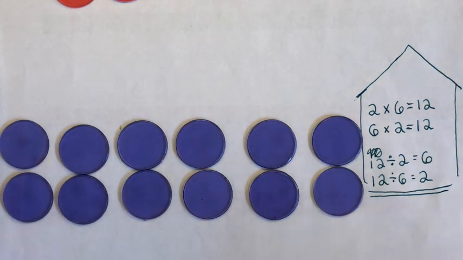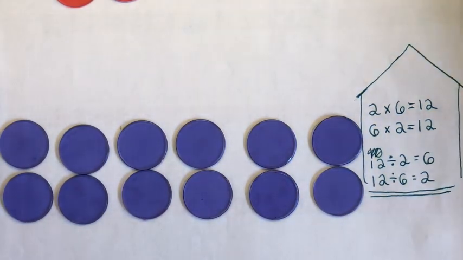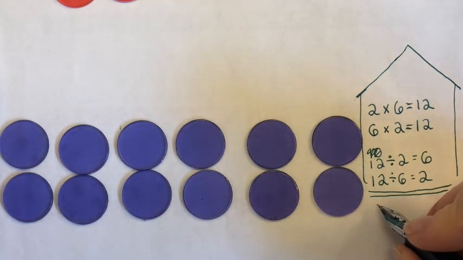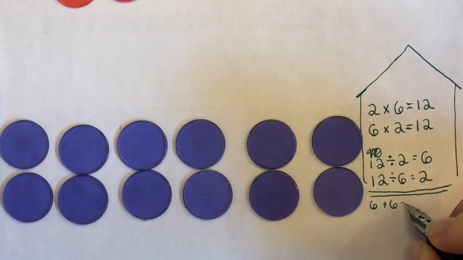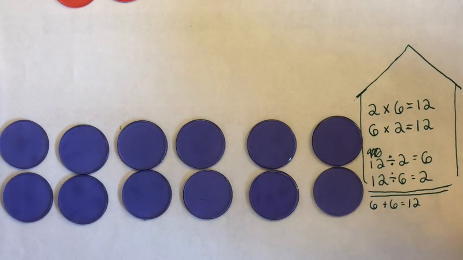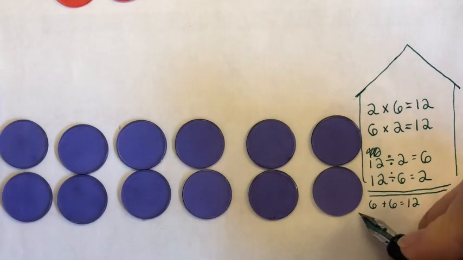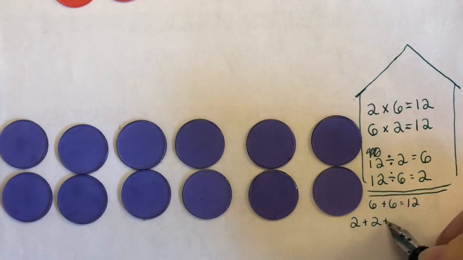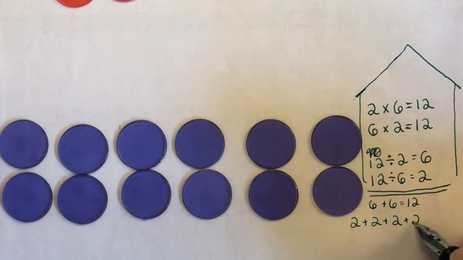The foundation is my repeated addition, right? That's my foundation for multiplication. So I'm going to go through and make my repeated addition sentences. So I can do 6 plus 6 is 12. Or I could do, oh, this is going to be a long one. I'm going to start over here. 6 groups of 2. So 2, 2, 2, 2, 2, and one more group of 2, and that's going to be 12 also.